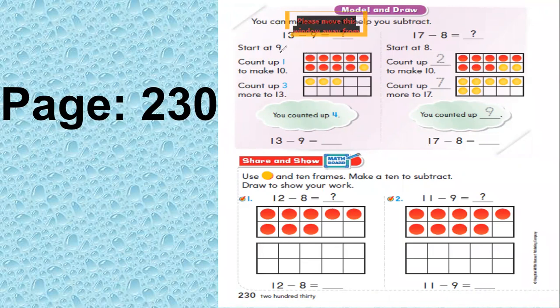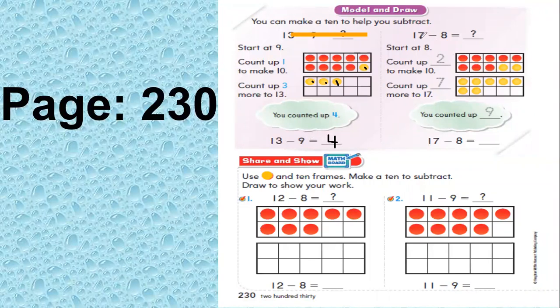That is red in color. Count up 1 to make 10. So they add one more to make the 10 frame complete. Then count up 3 because it is 13. So you add 3 more in yellow color. Now, how many more did you add? You counted up to 4. So 13 minus 9. Count the yellow counters here. 1, 2, 3, 4. So you added 4 more. So 13 minus 9 equals 4.